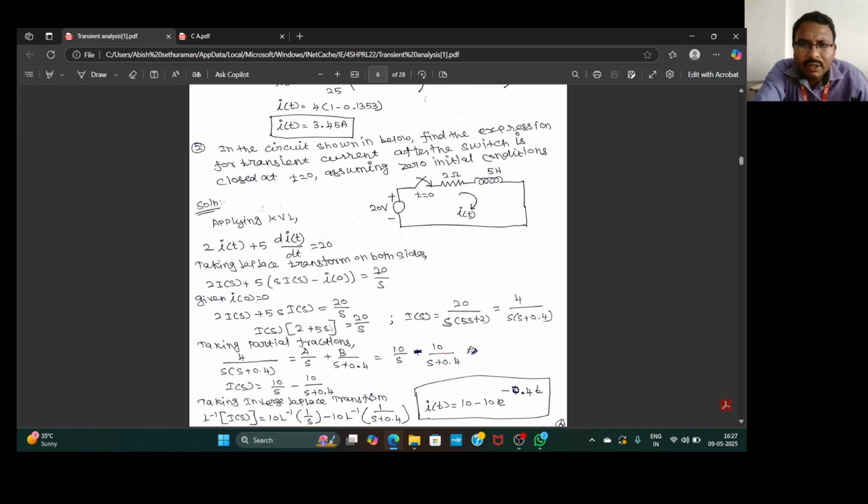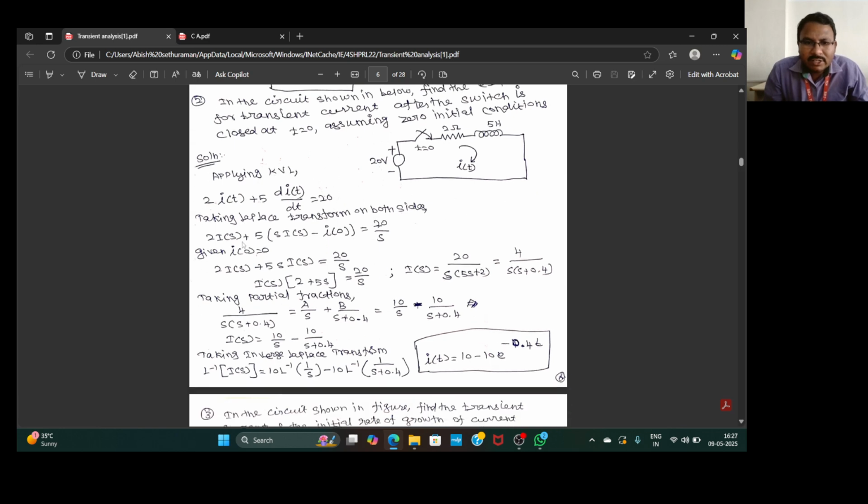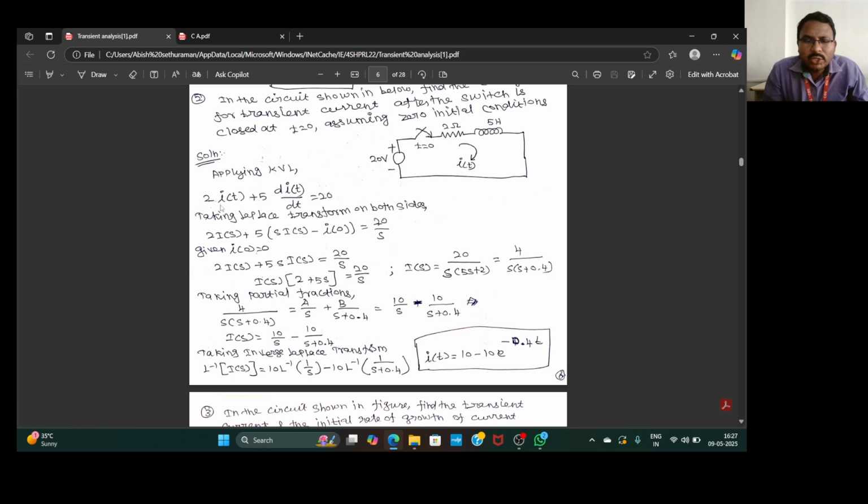Similarly, one more problem. In the circuit, an RL circuit is there. Find the expression for transient current after the switch is closed at t equal to 0, assuming 0 initial conditions. So here the initial condition is also denoted, and that value is 0. So in this circuit, applying KVL as the first step: 2 into I of t, that is the resistor, plus the inductor, 5 into dI of t divided by dt, equal to 20.